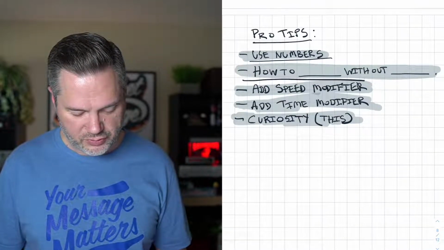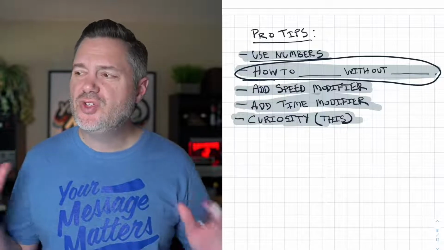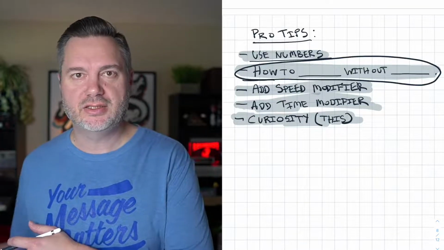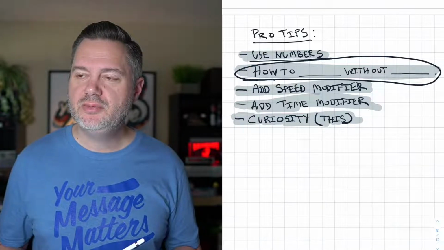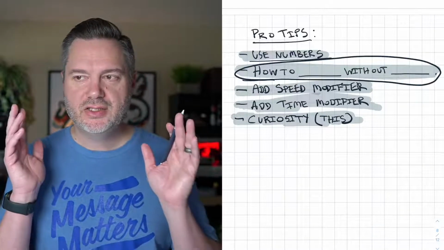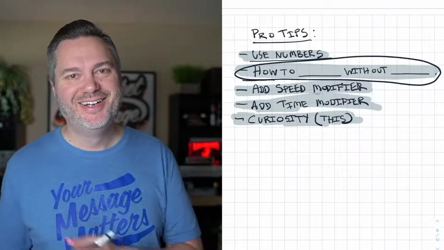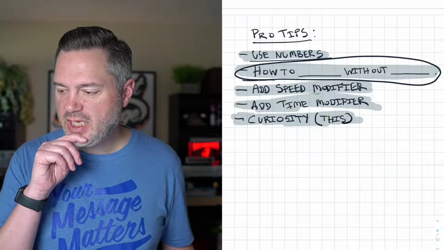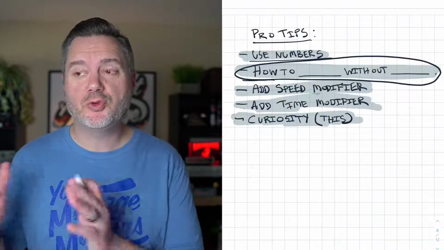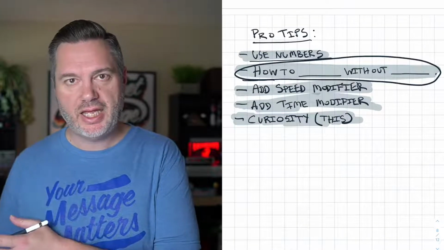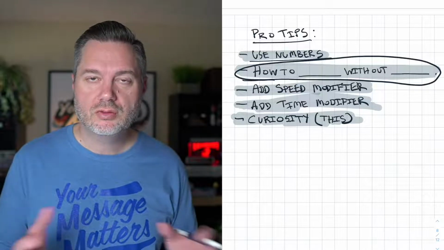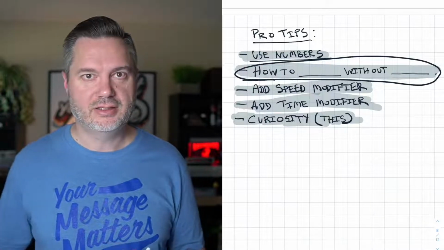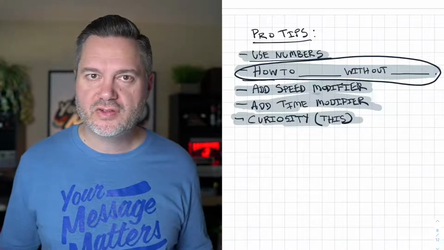The other way to do this is to stay real practical. That's what I've done here. How to. You can use this, and I've used this over the years over and over and over again. You can reuse this. It never grows old. How to blank without blank, right? So for me, it could be how to buy sports cards without going broke, or how to sell baseball cards with free shipping or without heavy shipping cost. So how to fill in the blank without blank. How to lose 30 pounds without dieting. How to without blank works over and over and over again.